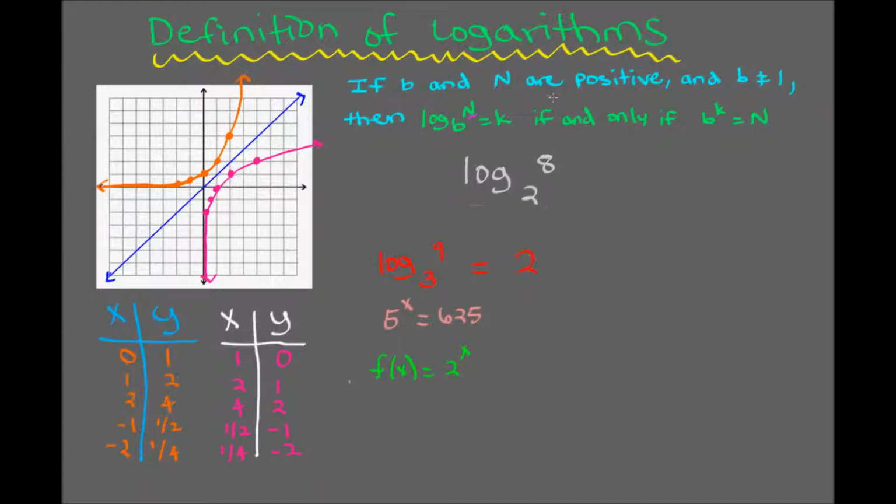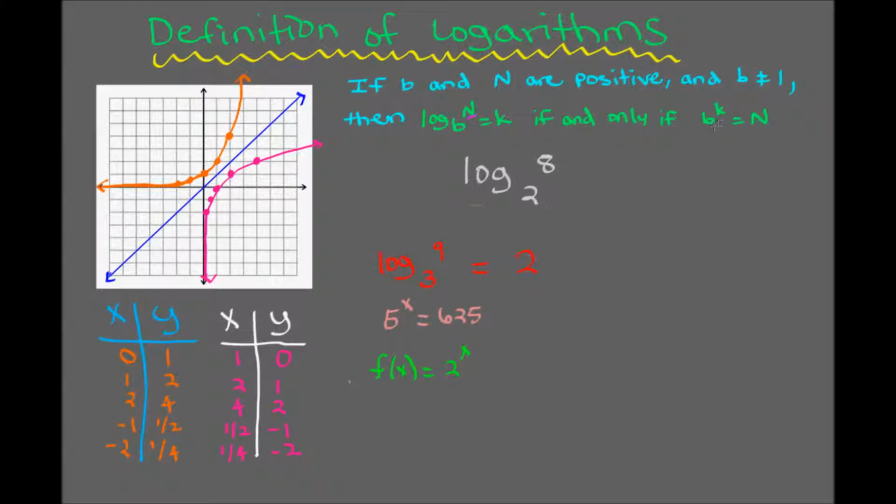Well, this phrase above explains what exactly a logarithm is. So let's read it. It says if b and n are positive and b is not equal to 1, then log base b of n is equal to k if and only if b to the k is equal to n. So this phrase, in a complicated way, gives us a relationship between a log and an exponential equation. Let me break it down for you, because you're probably going, what? After you read this, a log and an exponential equation are basically inverses.